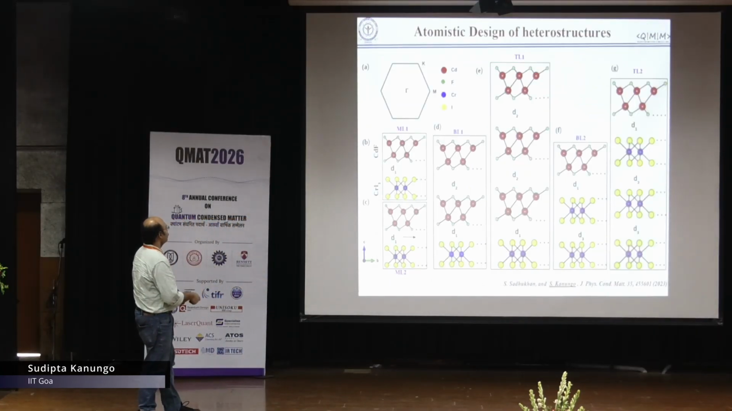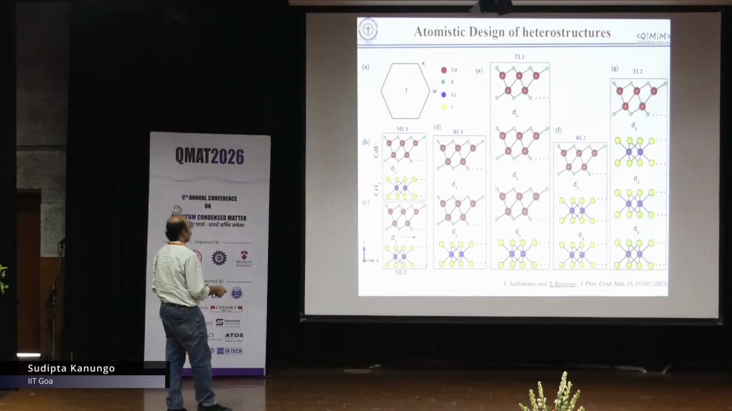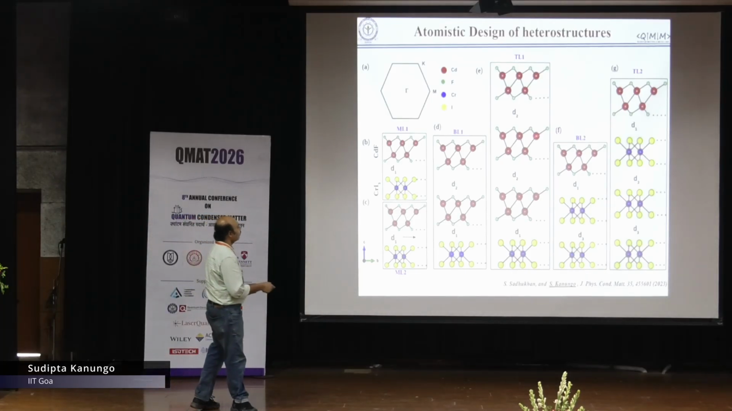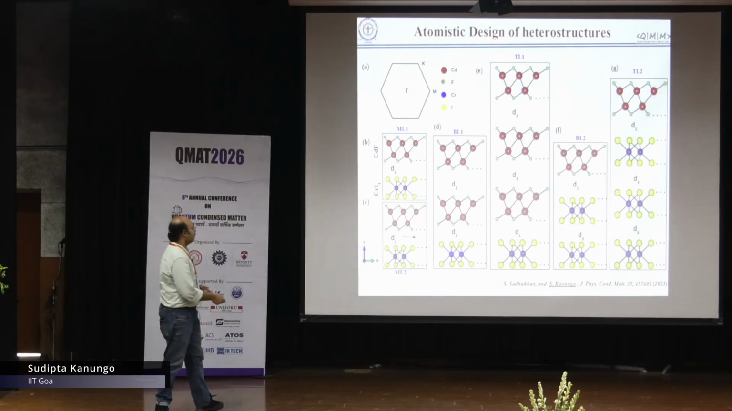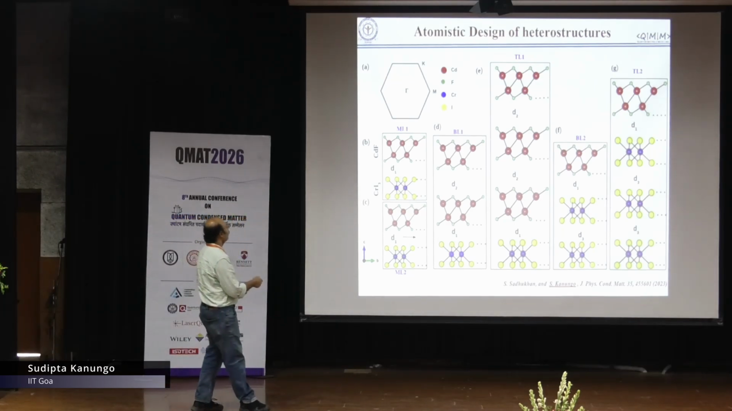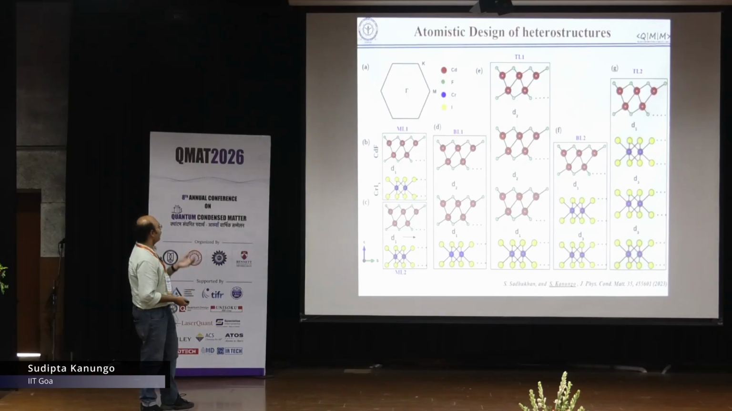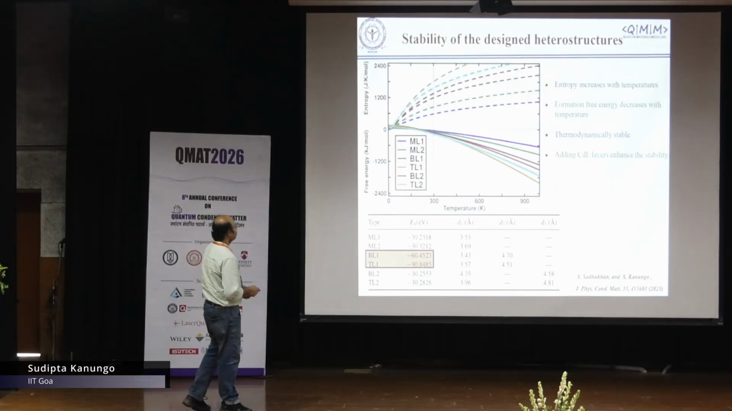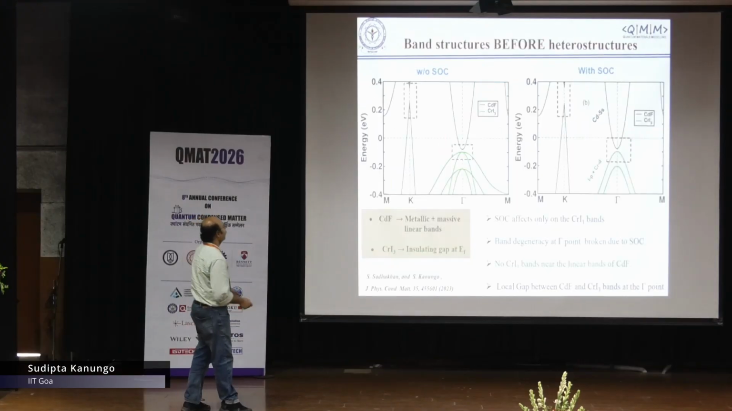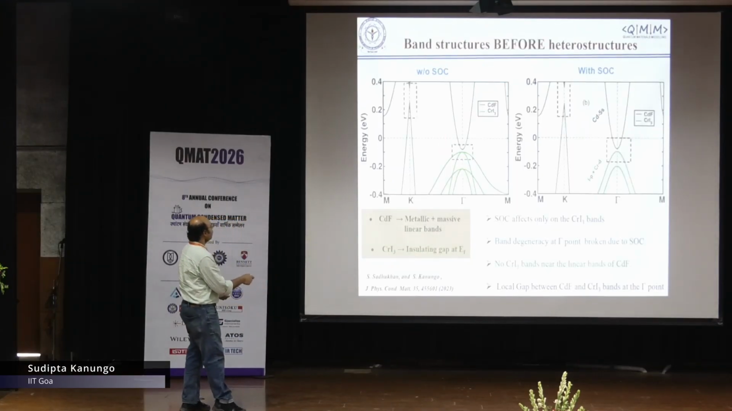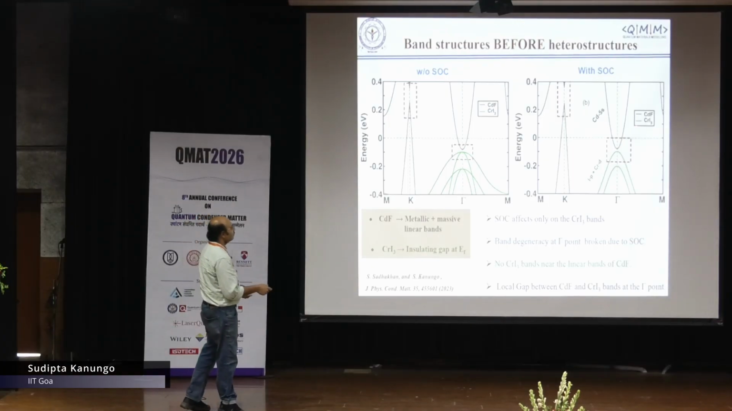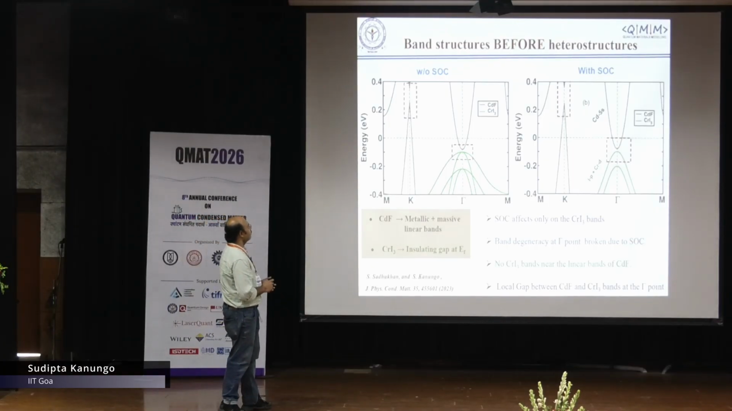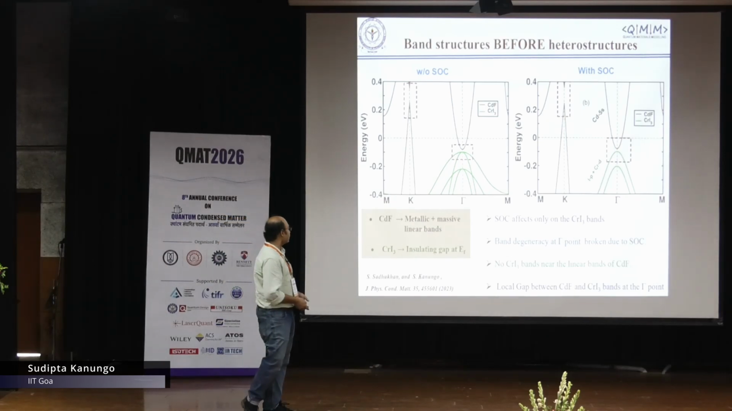So what we did, we basically designed the heterostructure with different monolayer, bilayer, trilayer, and also different kinds of bilayer or trilayer by changing the number of layers of the cadmium layer and the chromium layer. Let me skip this. So what is interesting is that there is a massive Dirac point coming from the cadmium, whereas these bands are coming from the chromium. Now with the spin orbit coupling also, this is very similar. This is before the heterostructure design.